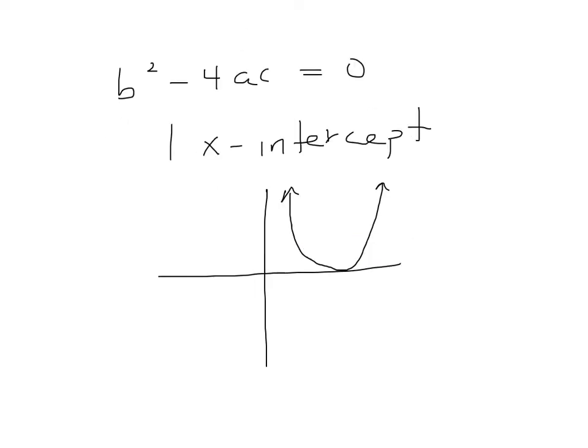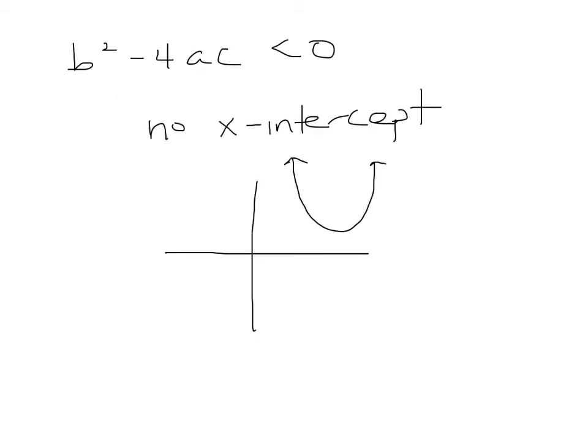If b squared minus 4ac is equal to 0, that means I have exactly one intercept. The way that happens is if the vertex of the parabola lies right on the x-axis. And the third situation is when b squared minus 4ac is less than 0. That means I have no x-intercepts. That means the parabola does not intersect the x-axis anywhere at all.